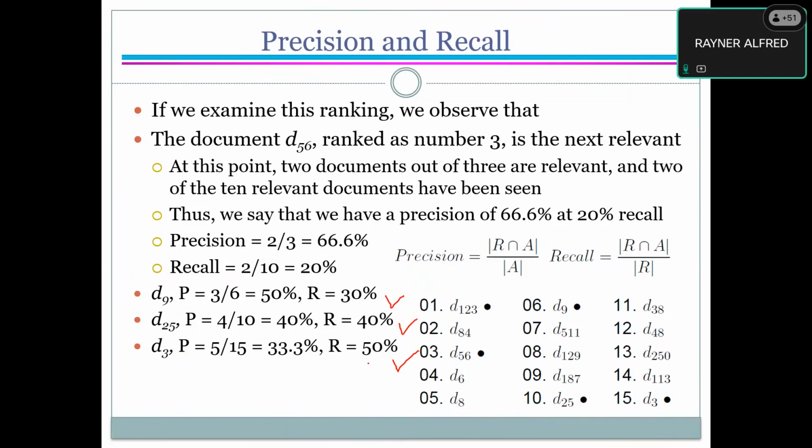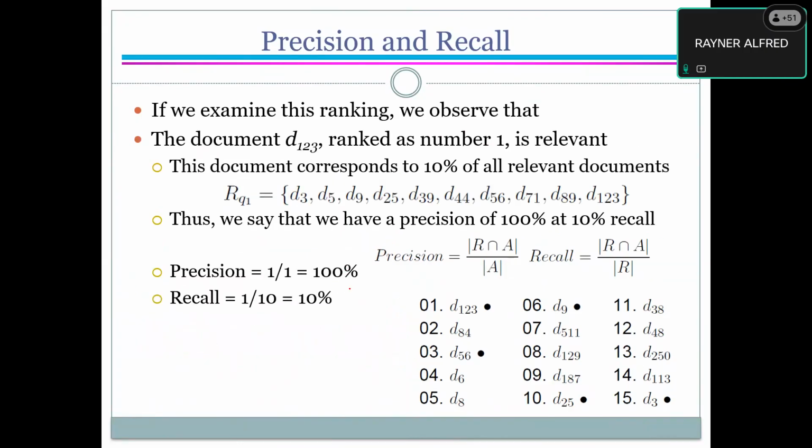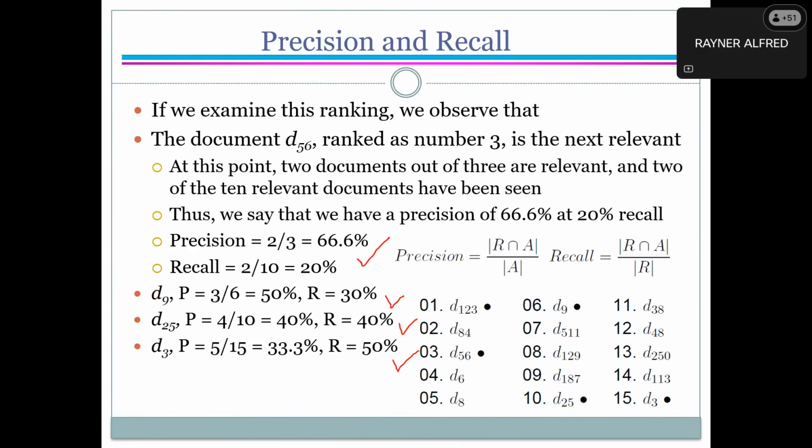Okay, and this is document D56. Okay, and in the previous slide, this is for document 1, 2, 3. Okay, so with all this value, how do we plot them?